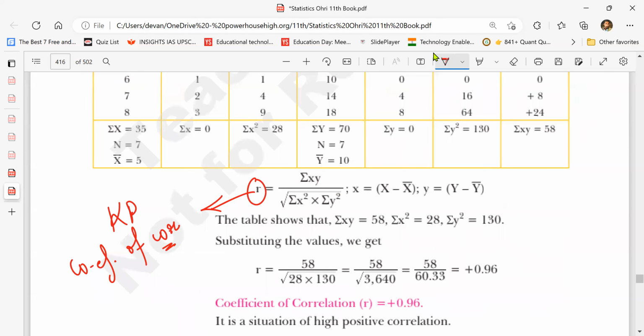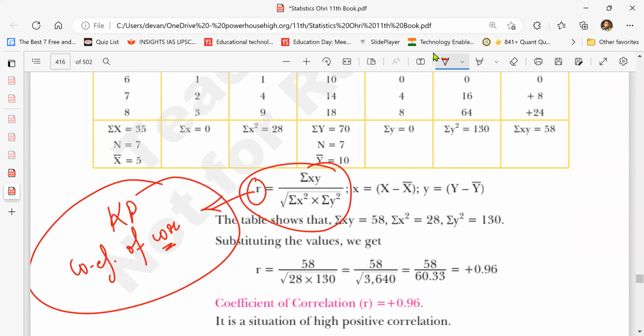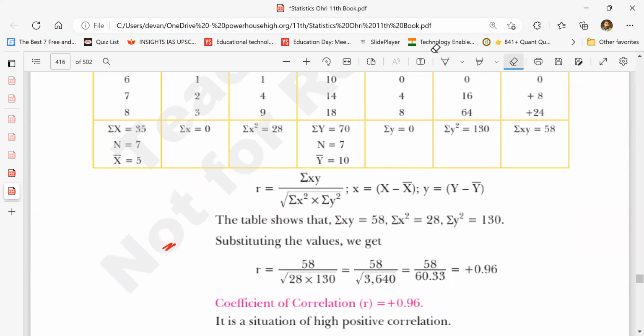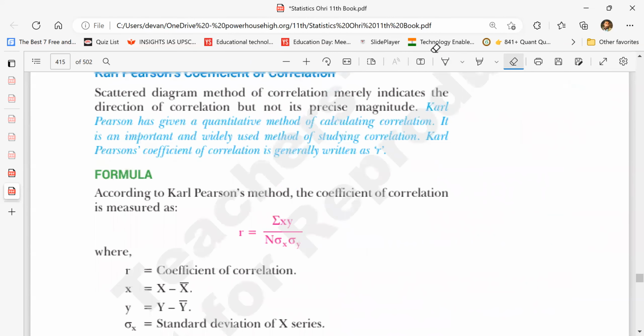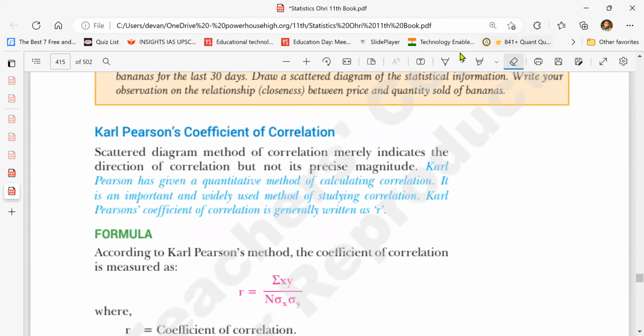This R is known as the Karl Pearson's coefficient of correlation. Note it down. This small r and this entire formula is for calculating Karl Pearson's coefficient of correlation. It's given here also, because the topic heading itself is Karl Pearson's coefficient of correlation.